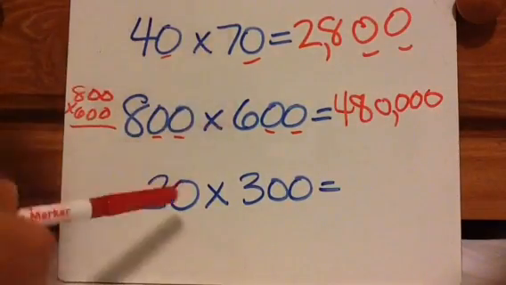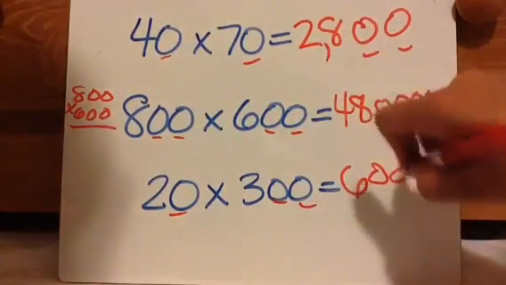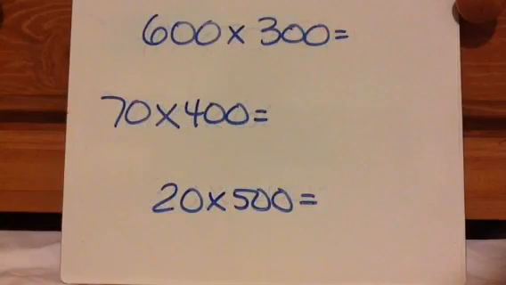480,000. 2 times 3 is 6. 1, 2, 3 zeros. I want you to do these 3 problems, press pause, and then press play when you're ready to check.